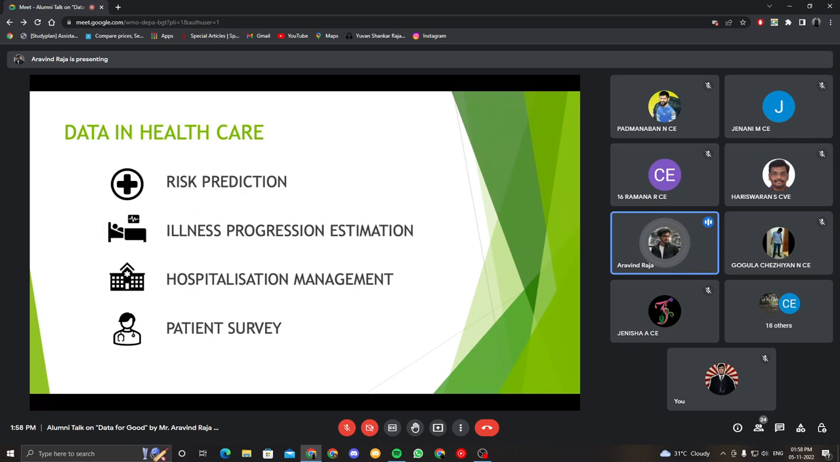Okay. This is one interesting topic. Out of my 4 years with Accenture, I've mostly been in healthcare. So I'll talk about how data was helpful in the healthcare industry.